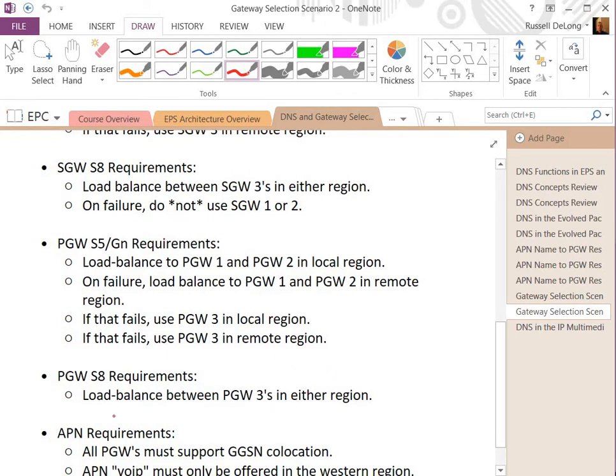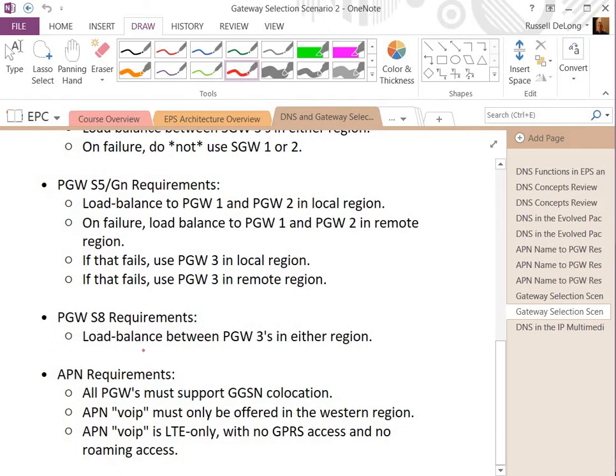For S8, load balance between the P gateways in either region, and P gateway, just P gateway 3s, only 3s. And then finally, to add a little bit of complexity, all P gateways must support GGSN co-location, so they have to support the Gn or Gp interfaces for home or roaming respectively.